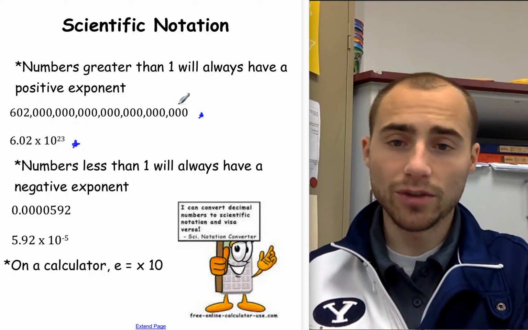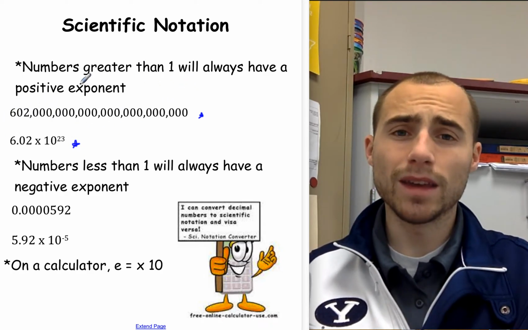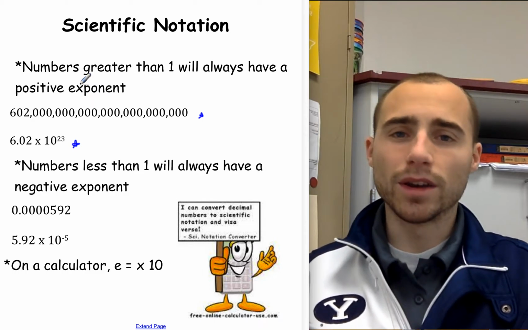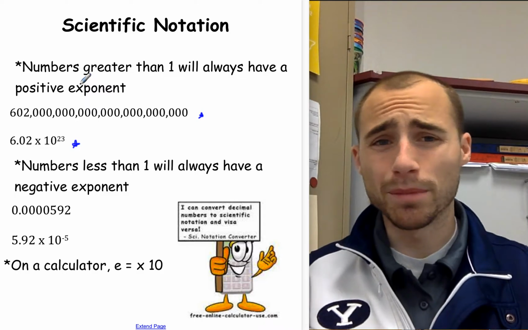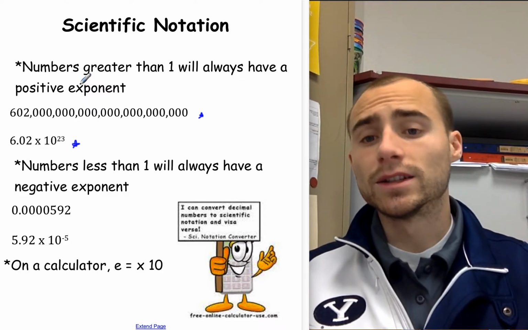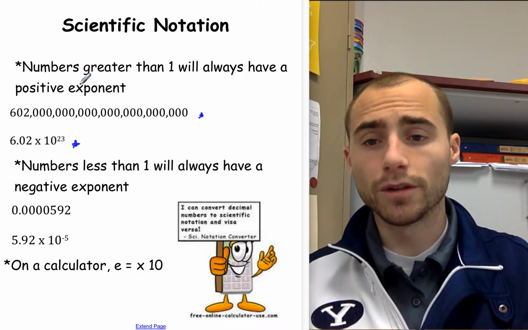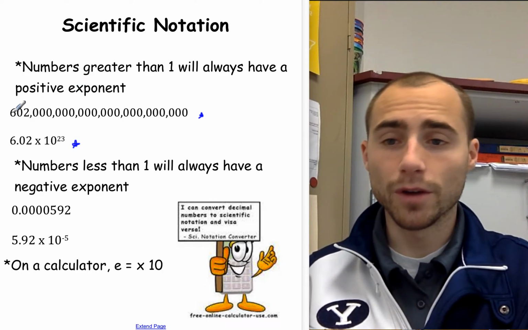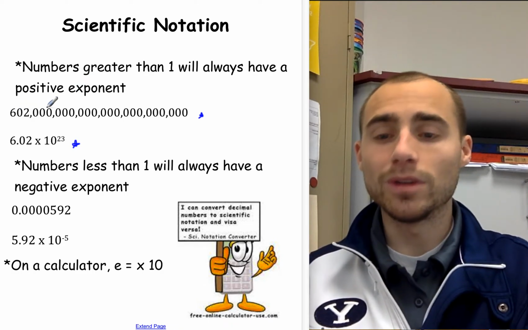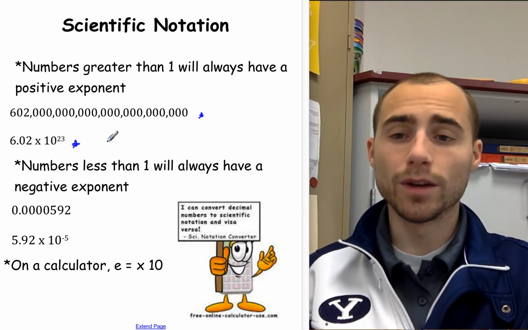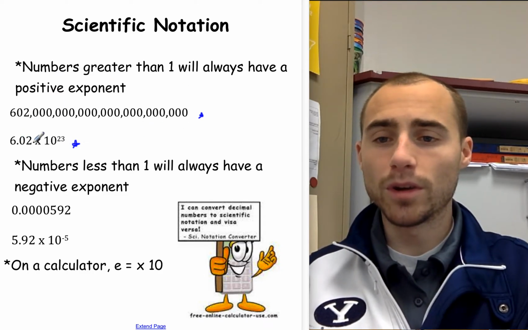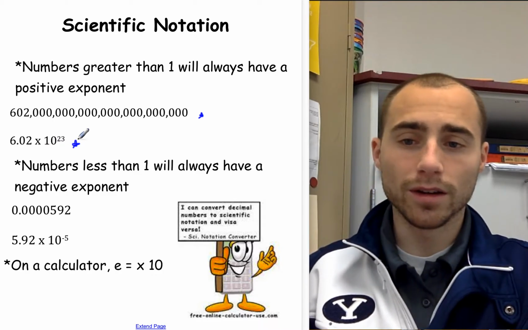Standard notation is when it's all written out. And you can see, would you really want to write out a number that large? Probably not. That would take forever and it would take up your entire paper. So what you do is you convert it into a smaller number that means the same thing. You go from 602 decillion, which is what that number is called, has 21 zeros, and you convert it to 6.02 times 10 to the 23rd.